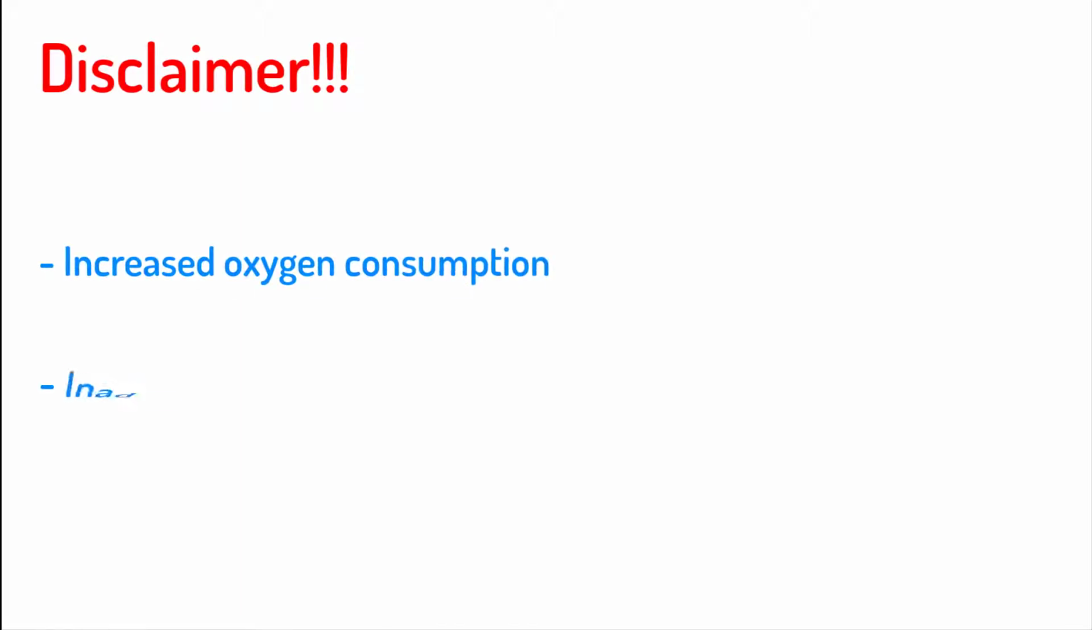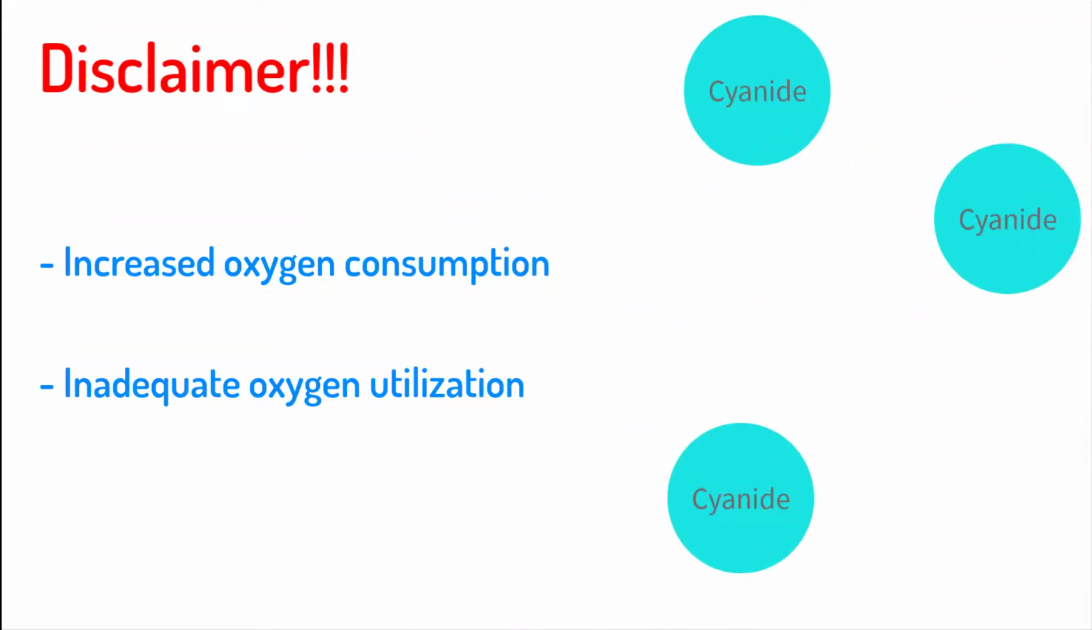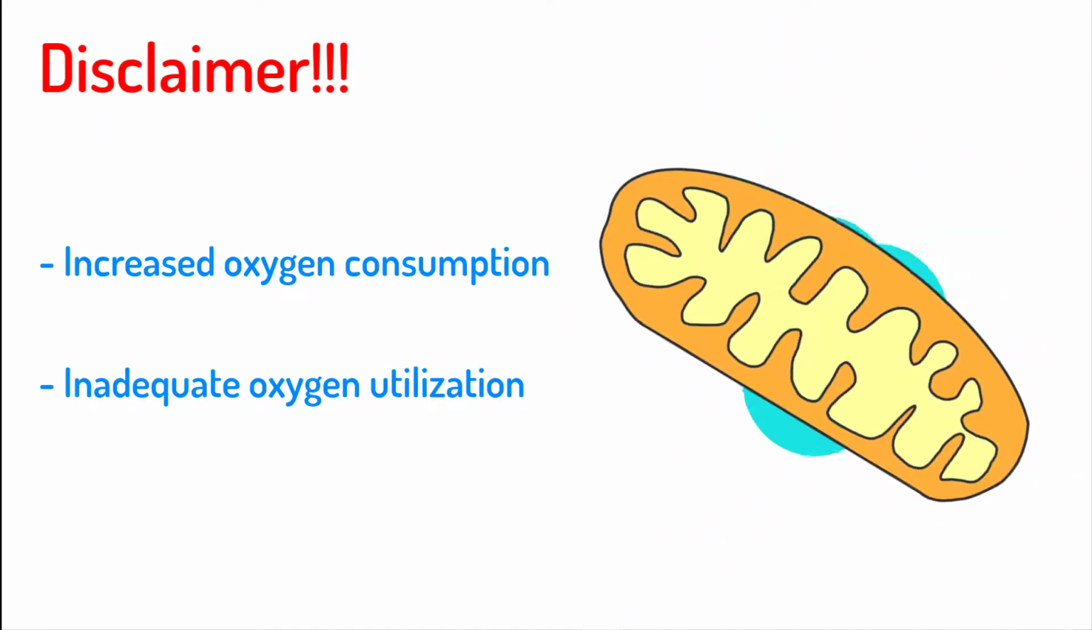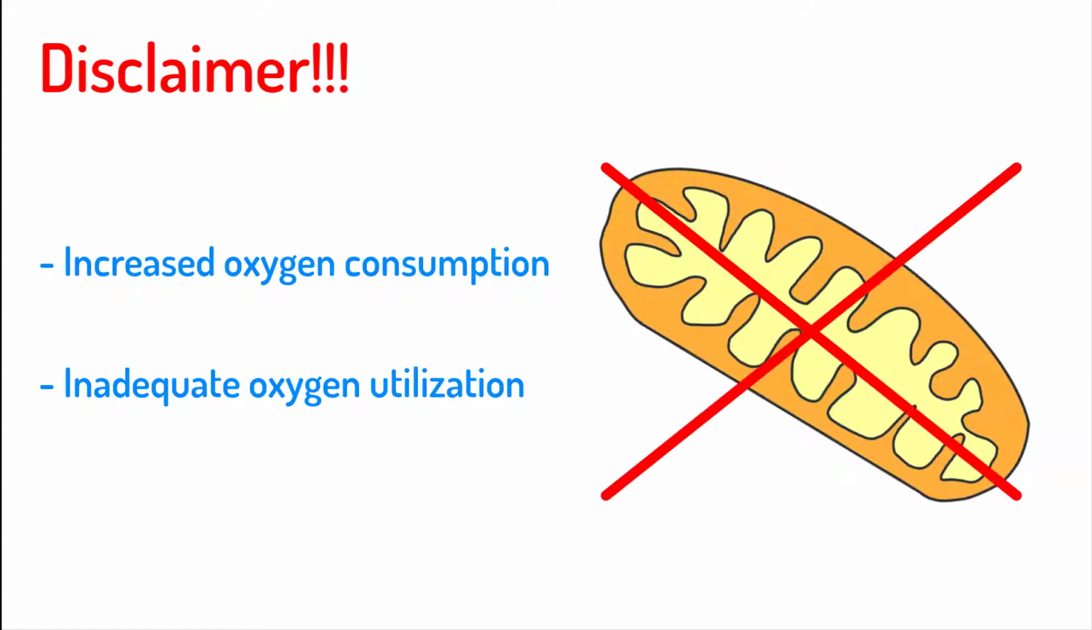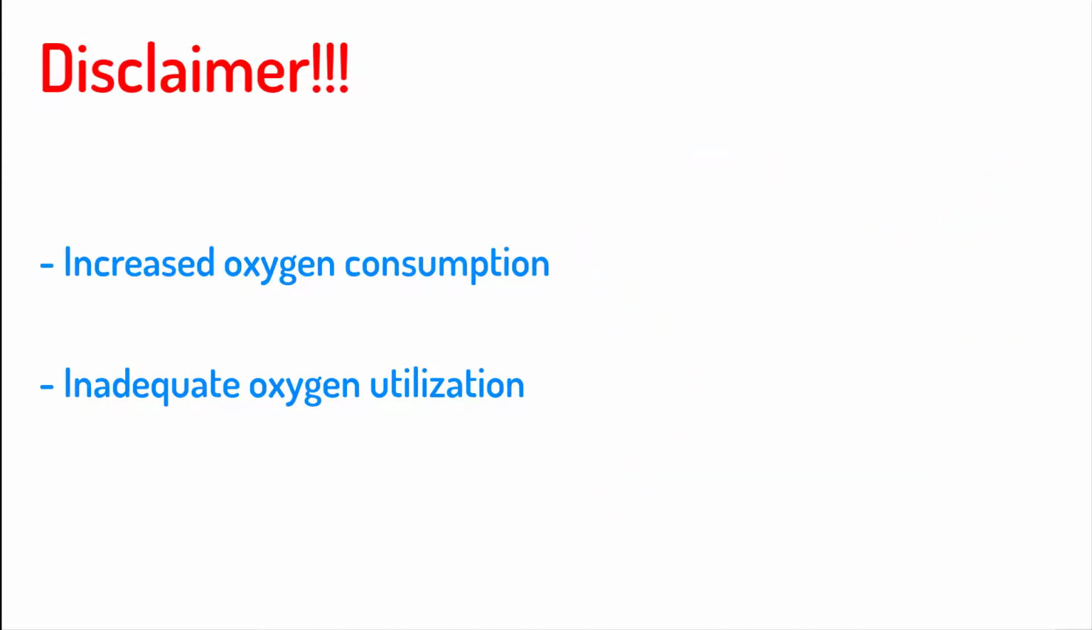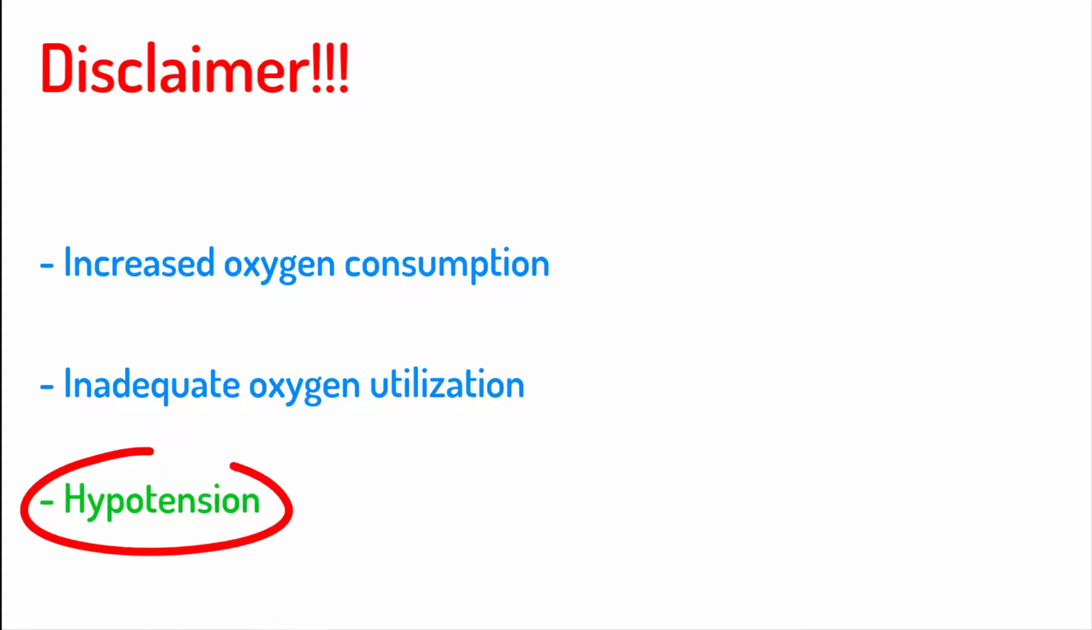Of note, shock may also result from conditions leading to increased oxygen consumption or inadequate oxygen utilization. For instance, cyanide poisoning may lead to shock by causing mitochondrial dysfunction and disrupting the utilization of oxygen by tissues throughout the body. In these cases, patients may present with normal or even elevated blood pressures. While you should be aware that these forms of shock do exist, we'll focus on hypotensive forms of shock throughout this module.